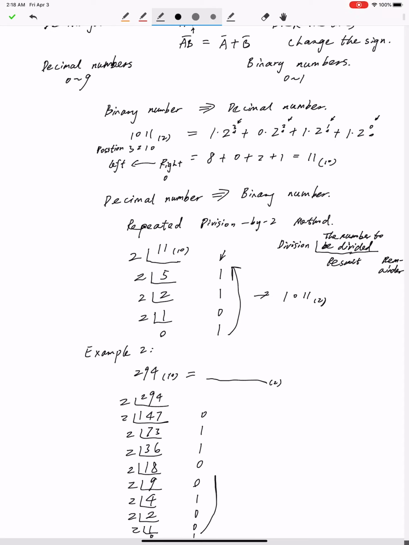So the binary representation of 294 is 100100110.